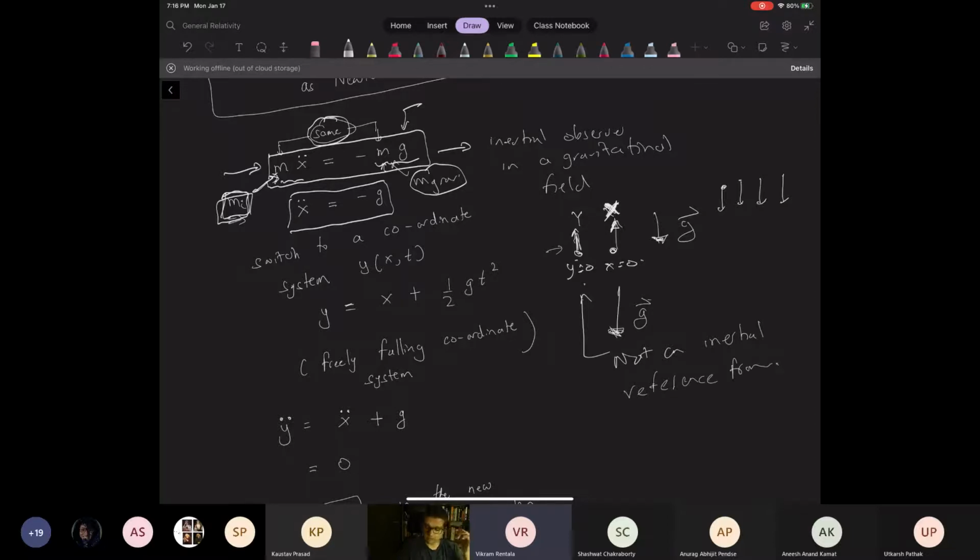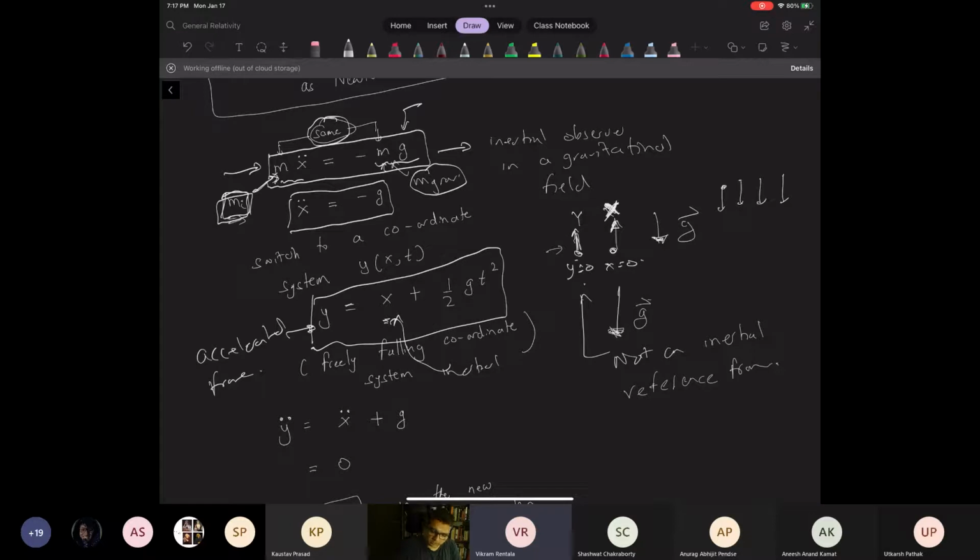In this non-inertial reference frame, this is the coordinate transform that you use to relate the y coordinate in the accelerated reference frame, the freely falling reference frame, to the x coordinate of the inertial frame. So this is in the accelerated frame, and this is of the inertial frame. When I say accelerated, it's a freely falling reference frame. So it's falling in this gravitational field. Imagine a coordinate system that's falling in this gravitational field.